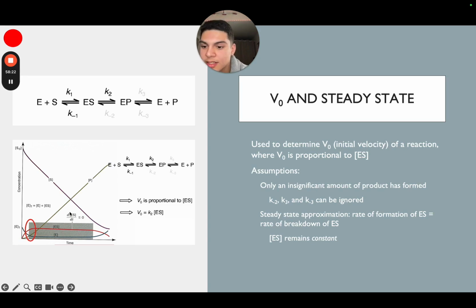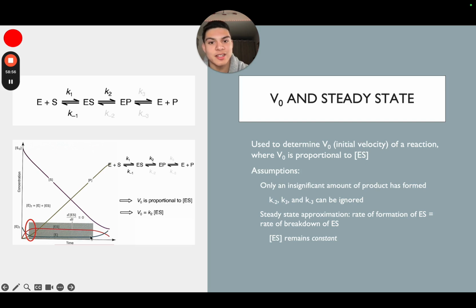So we see that the derivative of this ES with respect to time, the slope of it essentially, is equal to 0, and that just means that V0 is proportional to ES. So that initial velocity, taking the slope, right, it's 0, so it just means that it's proportional to ES, and that V0 is going to be equal to K2 multiplied by ES. And so that's just something that you have to remember. And this is called the steady state approximation, where the rate of ES formation is equal to the rate of breakdown of ES. So this ES right here is stagnant, and this E is stagnant.